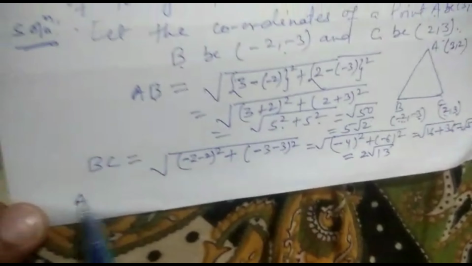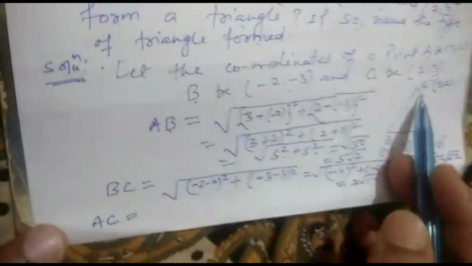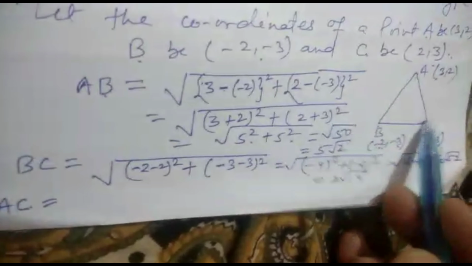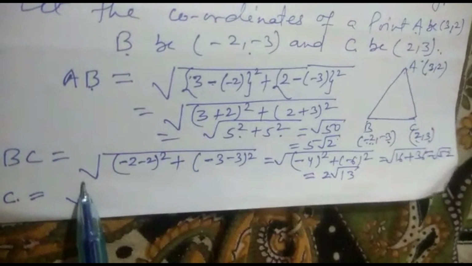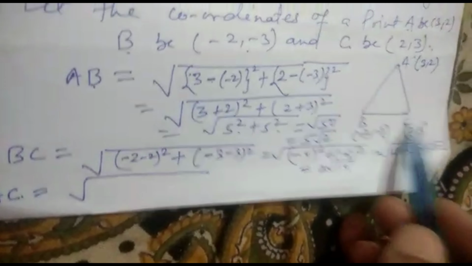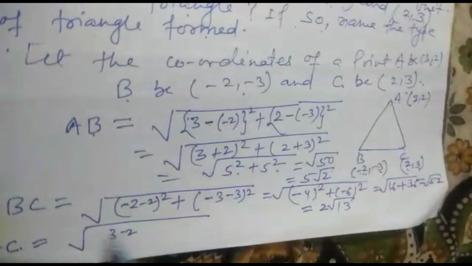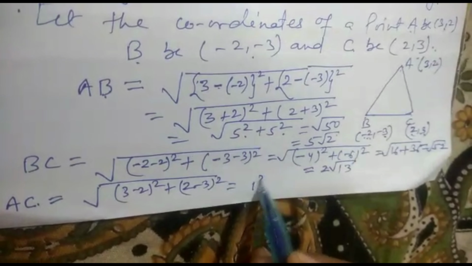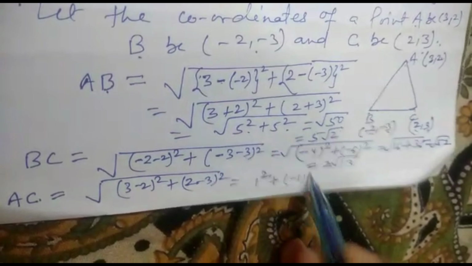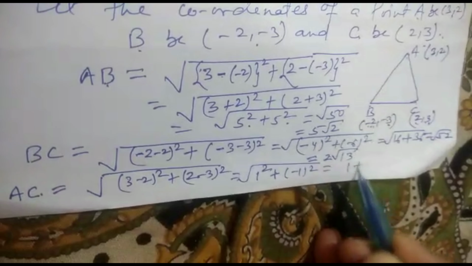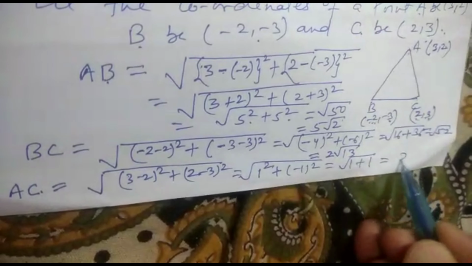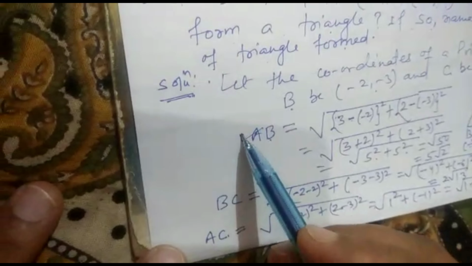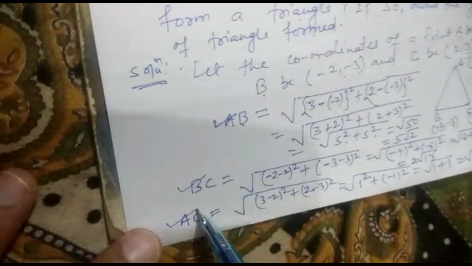Now AC. I will find AC here. Under root (x1 minus x2) whole square, (3 minus 2) whole square, plus (y1 minus y2) whole square, (2 minus 3) whole square. 3 minus 2 is 1 square, 2 minus 3 is minus 1 square. 1 square is 1 and (minus 1) square is also 1. 1 plus 1, that is root 2. So here I have calculated all the 3 sides AB, BC and AC.